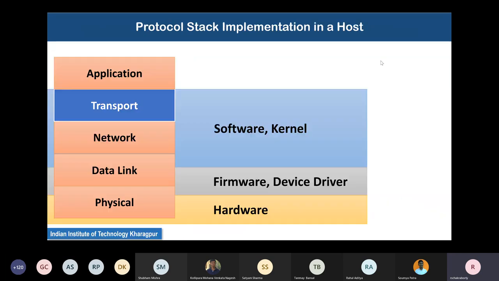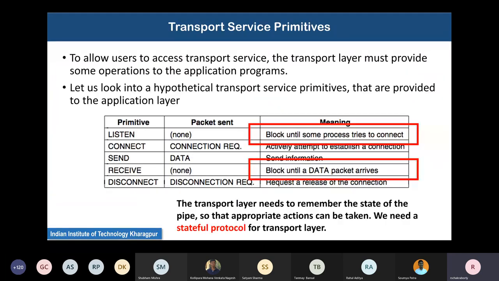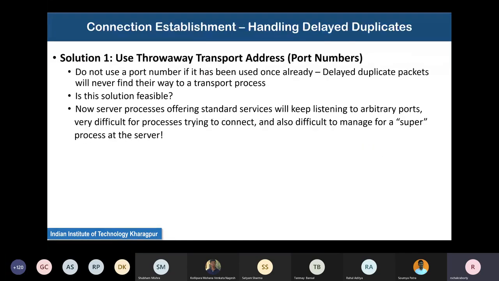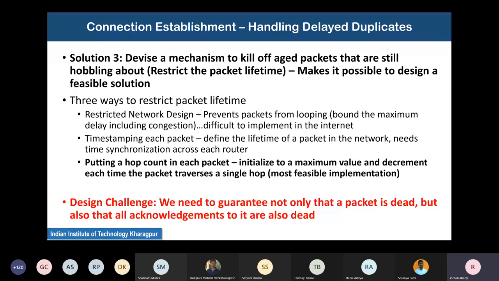So this way, based on a router count, this hop count, these packets can be killed or not. It is initialized to a maximum value and it keeps on decrementing each time the packet traverses a single hop.